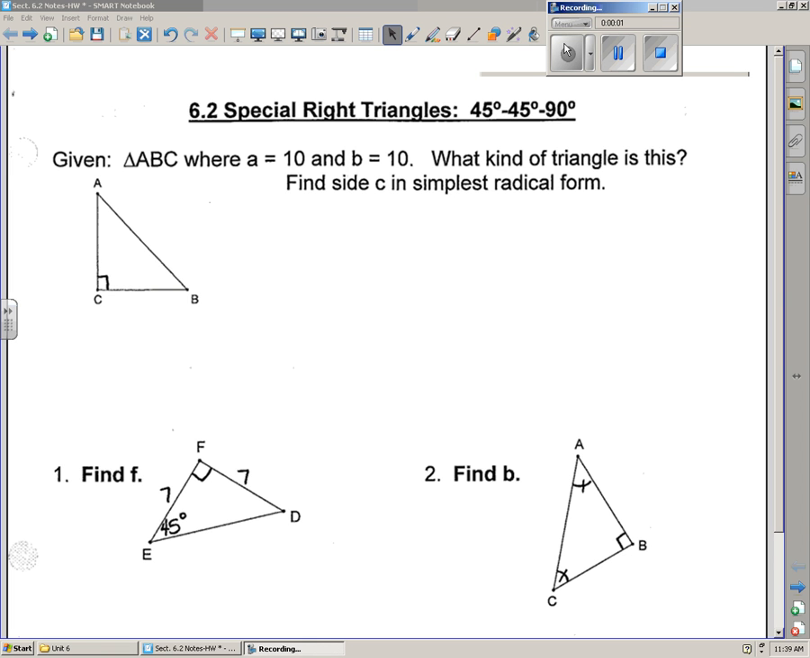So for this lesson on 6-2, we're doing special right triangles. If you're given this right triangle, and you know that two of the sides, A and B, are both 10, then you should know that this is an isosceles triangle.